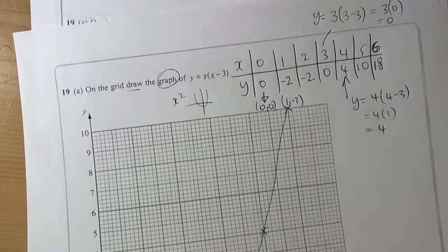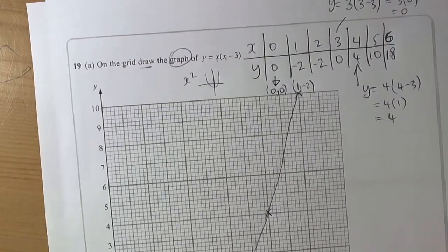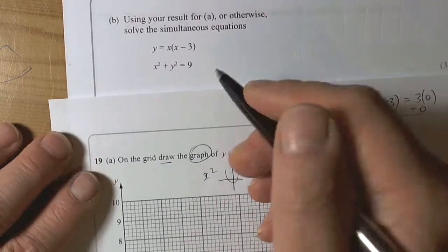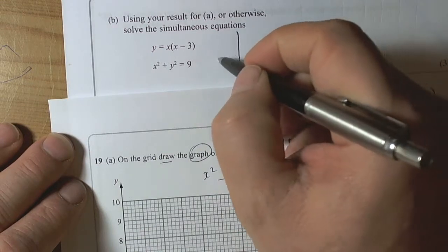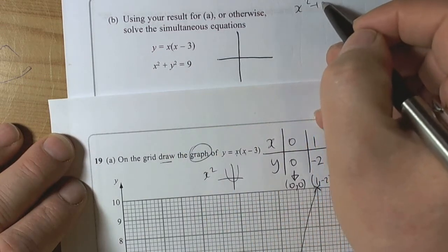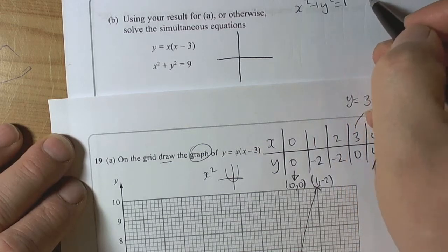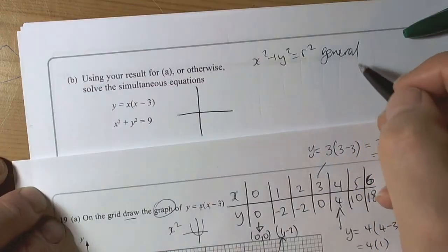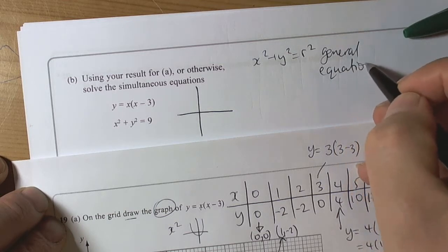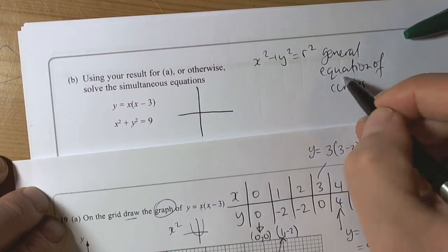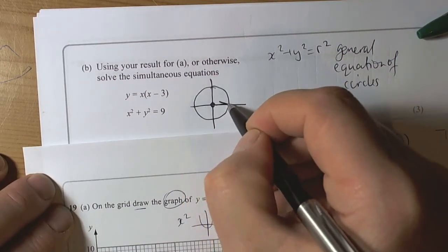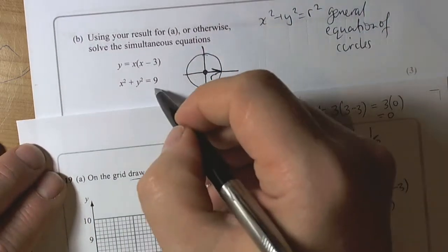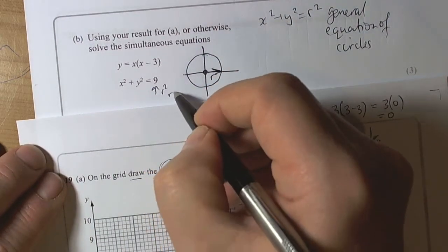We then see that this question goes on, and it talks about solving simultaneous equations, y equals and x squared plus y equals. Well, again, what you should realise here is that x squared plus y squared equals r squared is the general equation of circles. So basically that would produce a circle of radius r, and that is equal to r squared. So r is equal to 3.